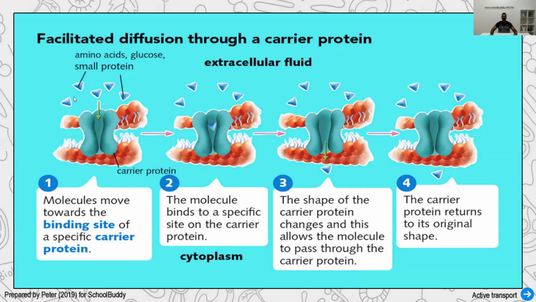So let's see again. Material outside needs to go into the cytoplasm of the cell. First, it will bind to the binding site. When it binds, there will be a change in the shape of the carrier protein, which allows the material to go inside the cell. Once it's inside, the carrier protein goes back to its original shape. So this is the mechanism that takes place. It looked very simple in the previous diagram, but this is how it works. So attach, change shape, release, and come back to the original shape. This is facilitated diffusion through a carrier protein.